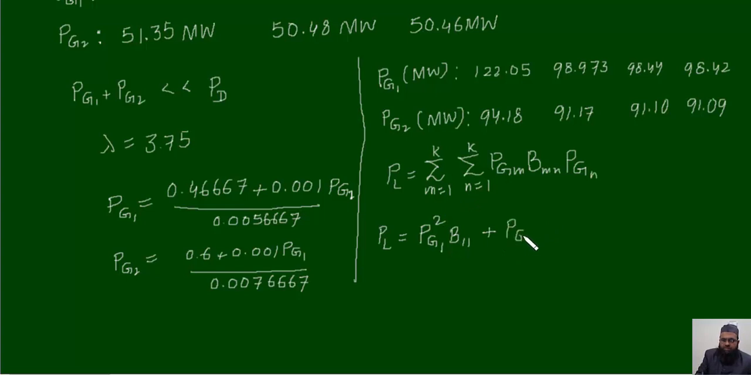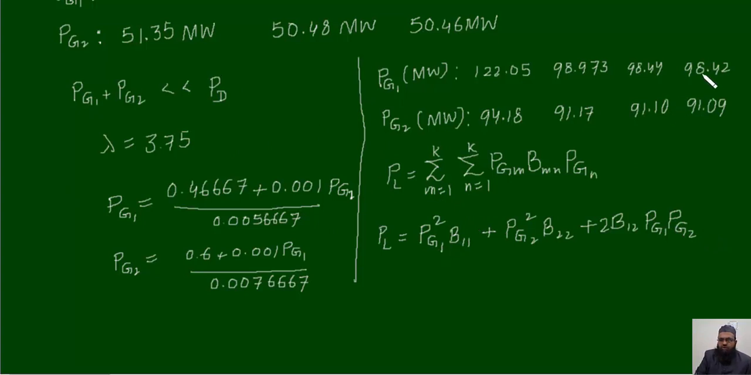Similarly, we will get Pg2 square B22, and plus, B12 and B21 are the same, so write here twice for a two plant system, B12 Pg1 and Pg2.